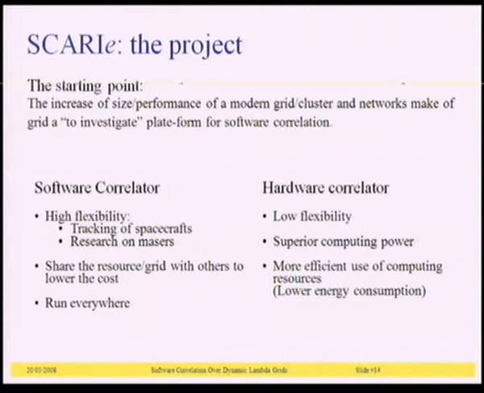But it also has a different flexibility aspect: you can run it everywhere. You can just take the software and run it on a grid that is relatively close to the radio telescope, instead of sending all the data to the other part of the Earth, to the central hardware correlator. You can send the correlator close to the radio telescope. So these are the advantages of software correlation. The major drawback is that software correlation is much less efficient. I will show you a few slides later.